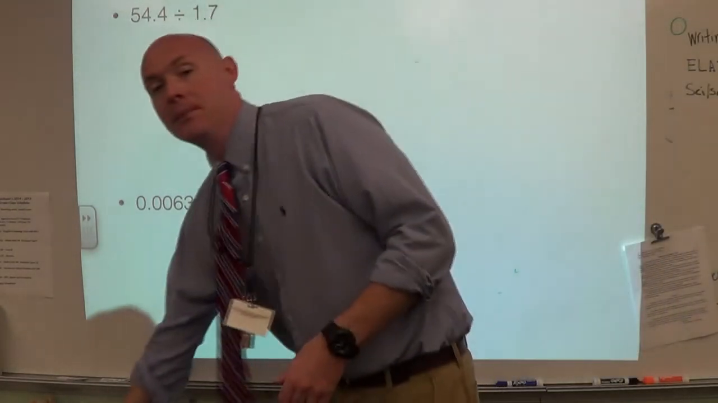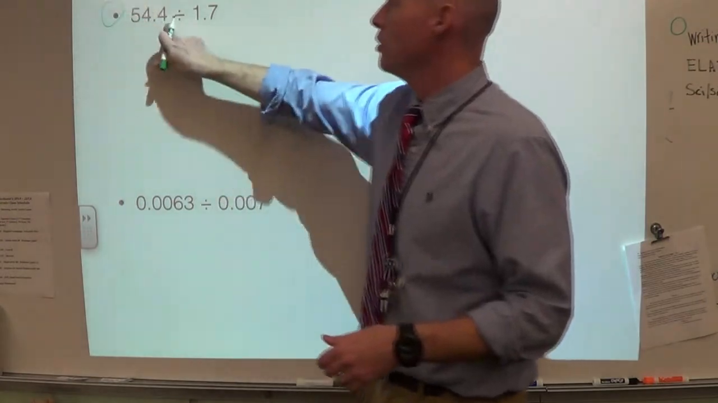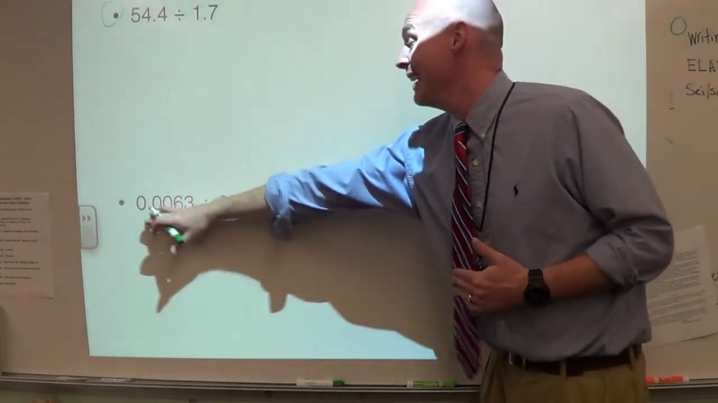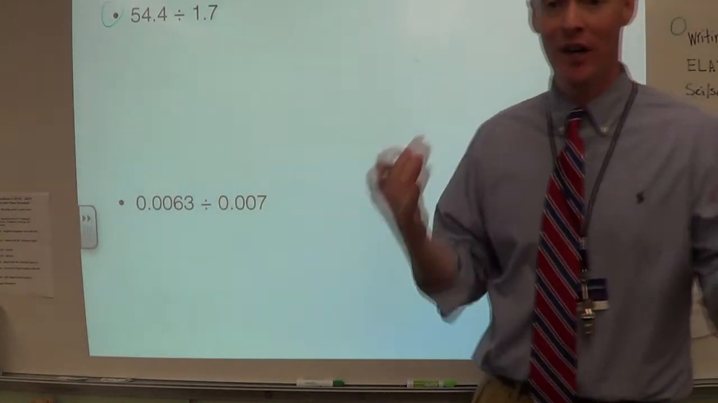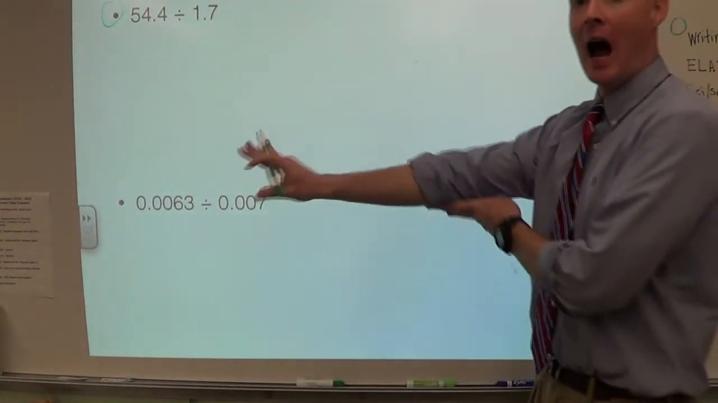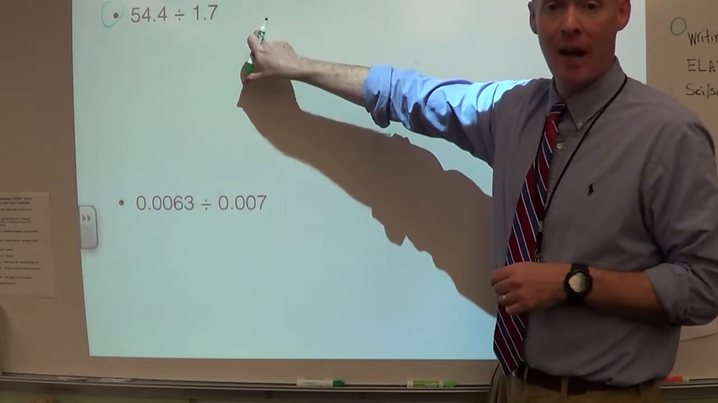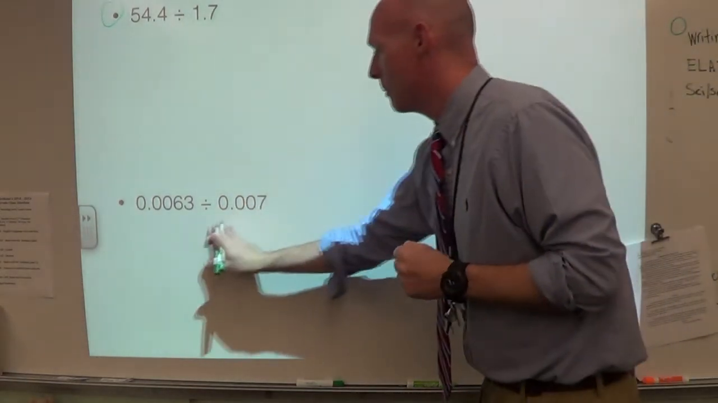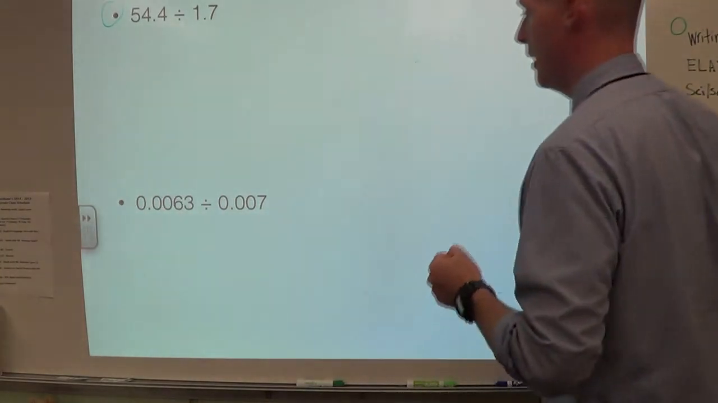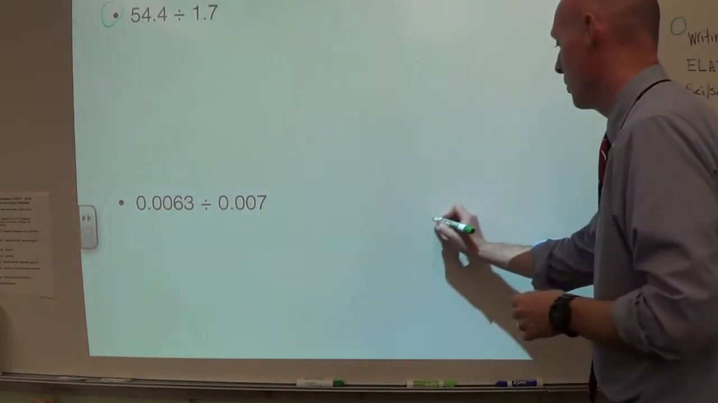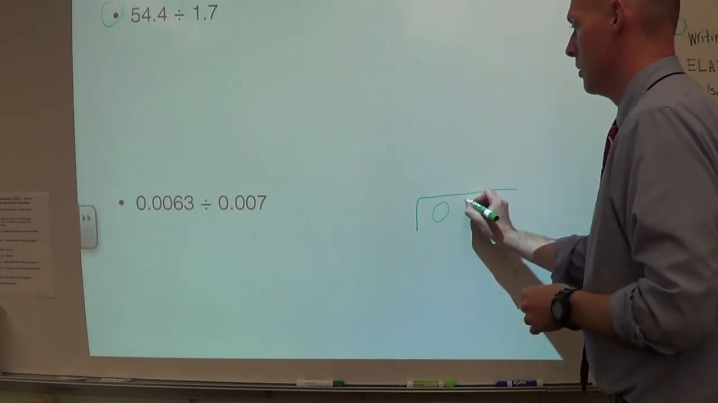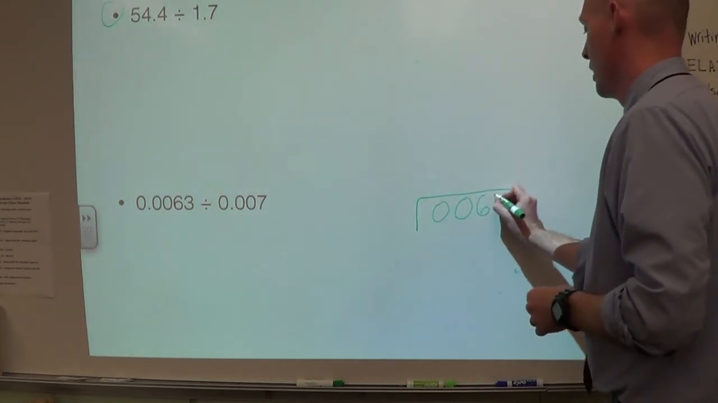This one here, I'm going to circle. I want you to try that one on your own, all right? This one here, it looks a lot confusing, right? There's a ton of zeros, a ton of decimal places. I'm going to do this one, and I want you to try that one, okay? So let's look at this one here. First off, I want to set it up. Remember, 7 on the outside, and the 63 will go on the inside. So I put 0.063.